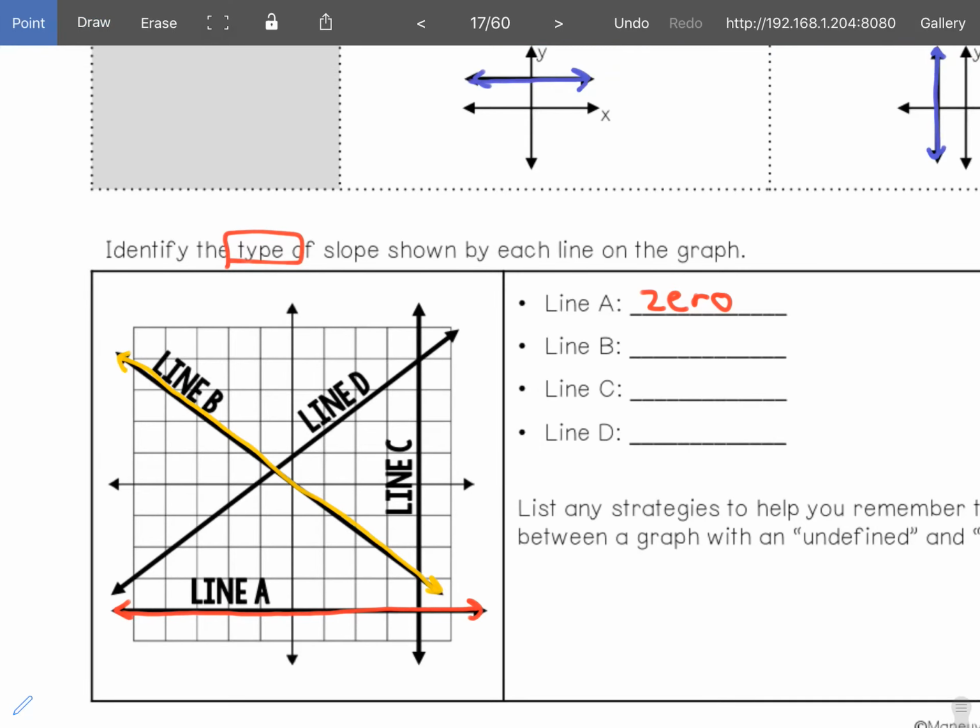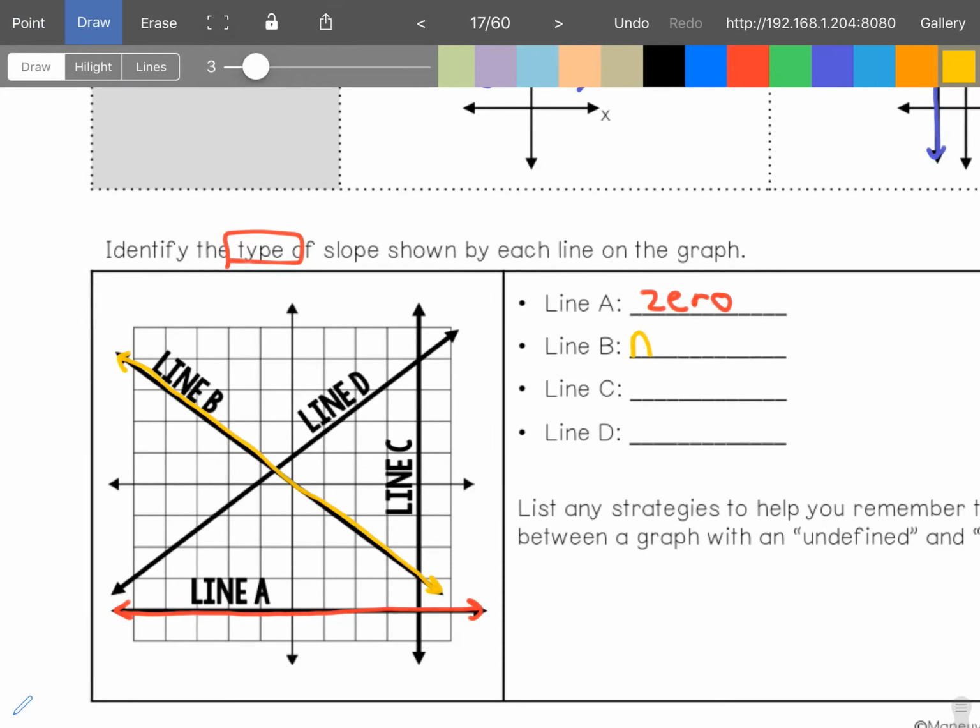And remember, we read from left, so we always have to find our line over on this side. It's right here, and it is going down. So line B has a negative slope. Line C is this vertical line, which is that special word that has an undefined slope. And lastly, D, starting from the left and moving up, that has a positive slope.